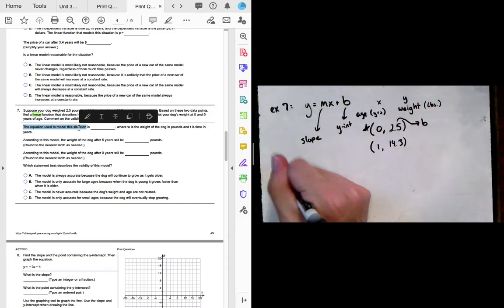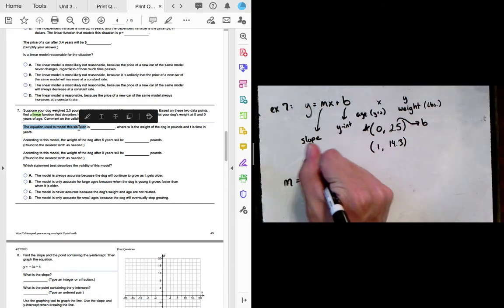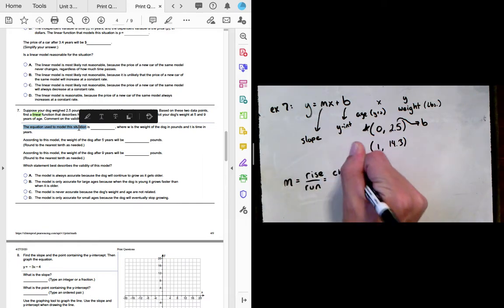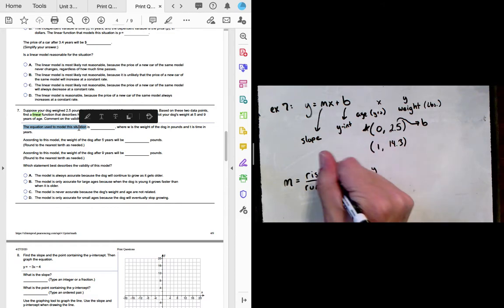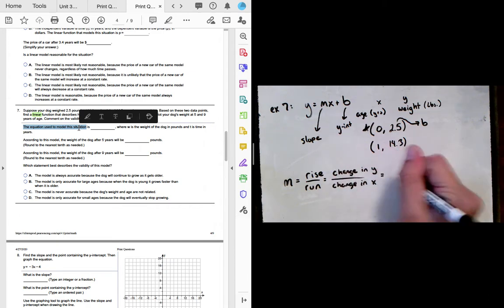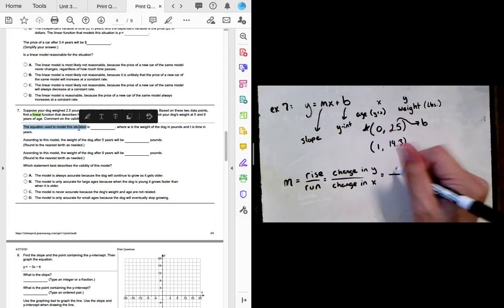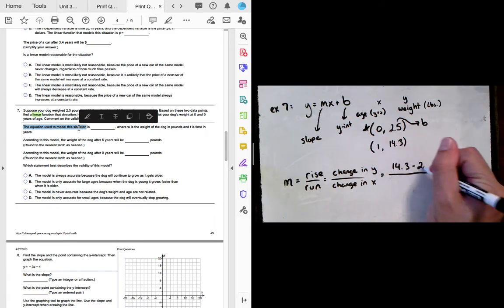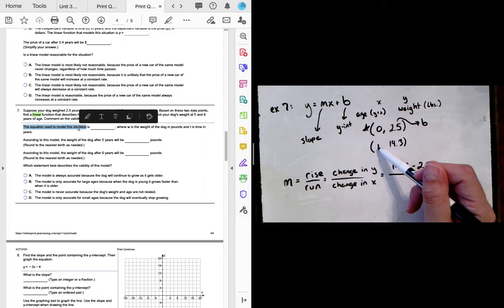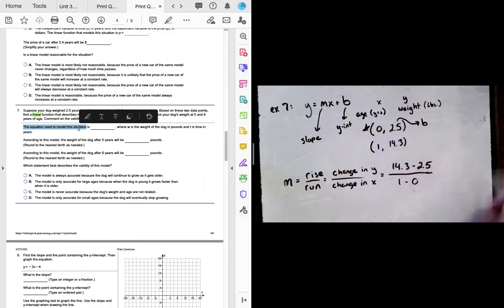Now I got some work to do in order to find slope. Remember that slope, our m value, is the rise over the run, or in other words, the change in y over change in x. So in this problem, we're going to subtract the y values on the top. I'm going to take 14.3 minus 2.5. And on the bottom, I'm going to subtract the x values in the same order. So the bottom one minus the top one, 1 minus 0. When I simplify this, I get 11.8 over 1.